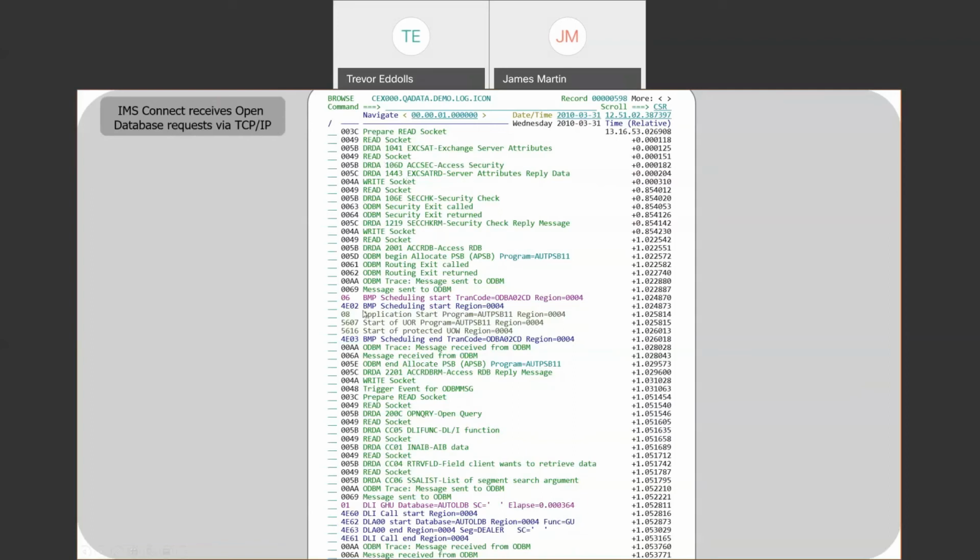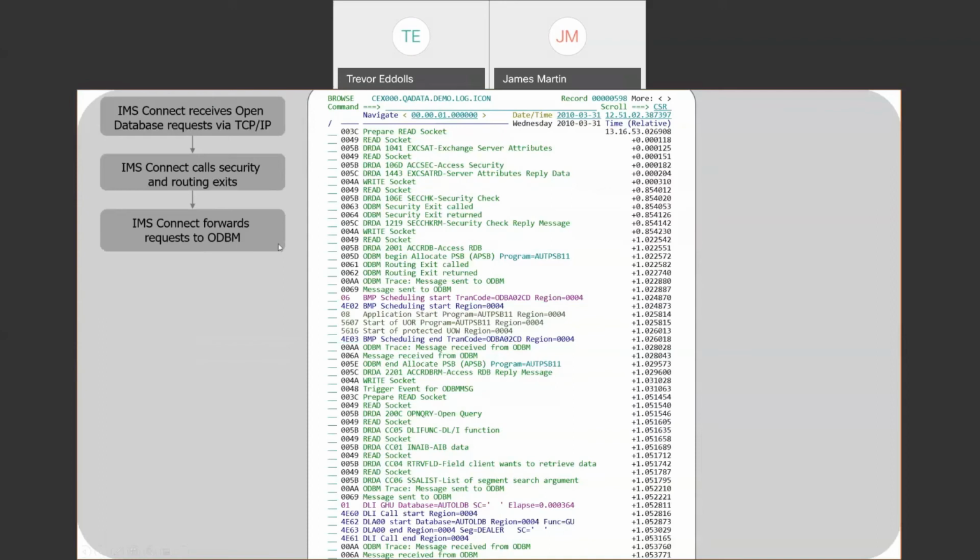Not going to spend a ton of time on it. Connect calls the security exit. That's this DRDA 05B. This is an open database transaction. They're exchanging the server attributes, saying this is the way I want to play, and IMS is saying, well, this is the way I'll let you play.